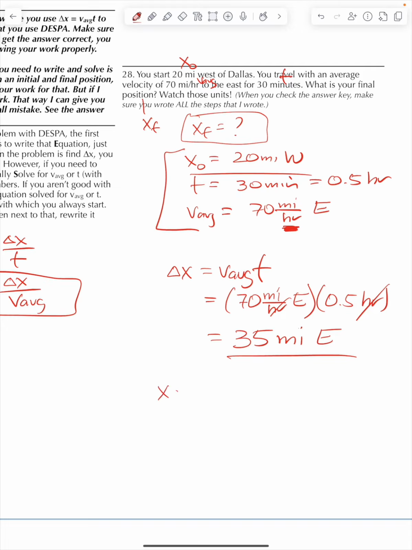But if you're confused or whatever, you've got this equation to say your final position is always your initial, which was 20 miles west, plus whatever it changes by. So it doesn't really make it any easier, but you still can look at that and go, oh, 20 west plus 35 east, that's going to give me 15 miles east.